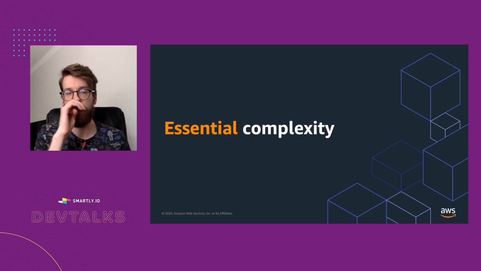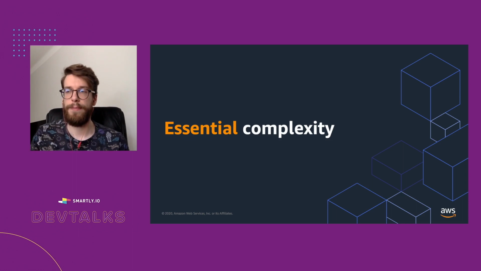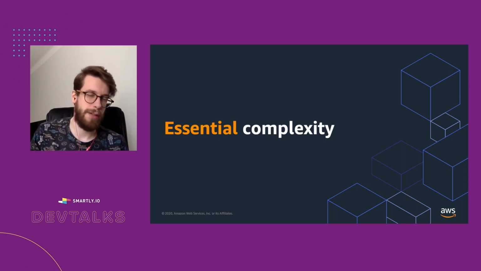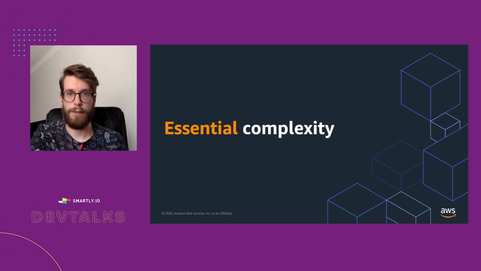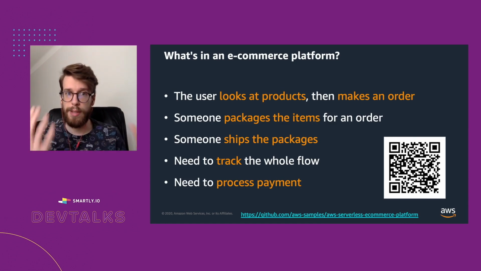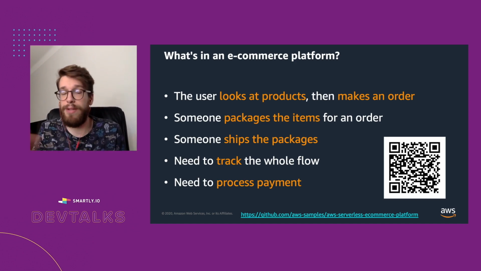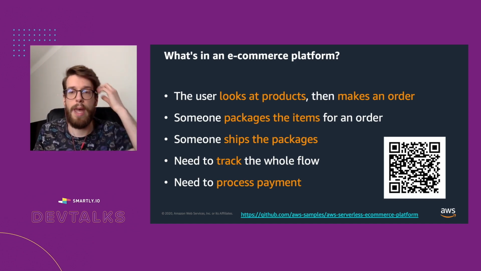And so if we focus a bit more on the essential complexity, I'm now going to go a bit deeper into the e-commerce platform that I built. What is the minimal set of features that you need to have in an e-commerce platform? At a high level, you have that. So the user needs to be able to look at products, then they should be able to make an order. Once an order is made, someone needs to take the items for that order and package them, so that afterwards someone can ship them. Might be the same person, might not be the same person.